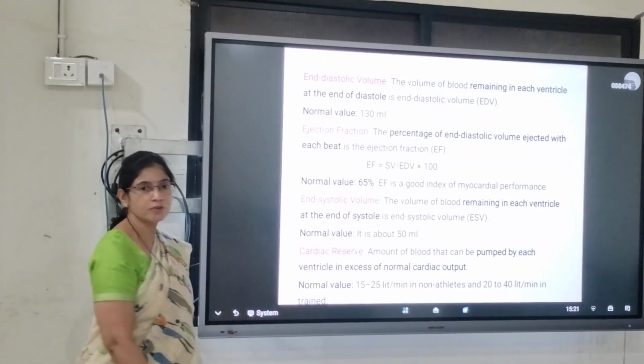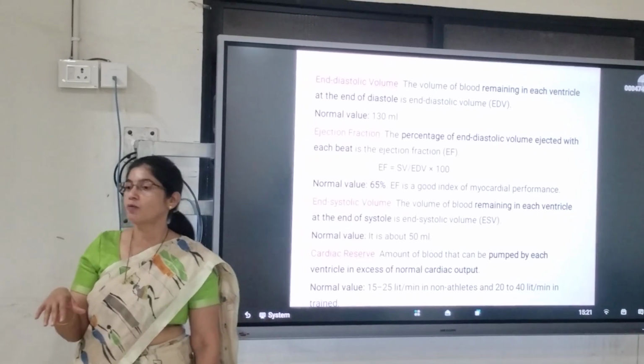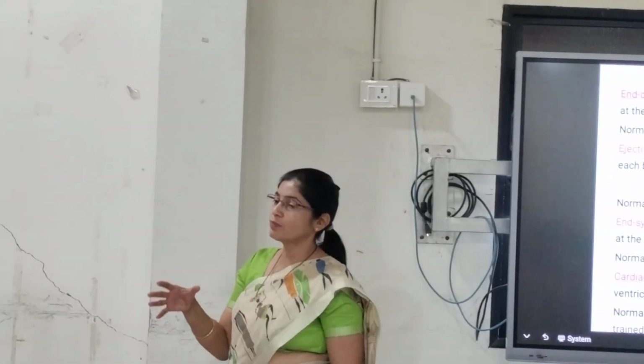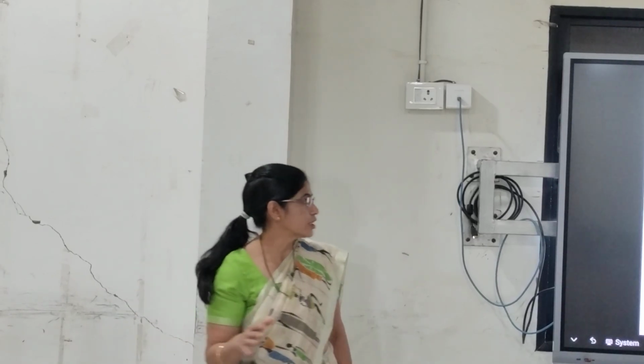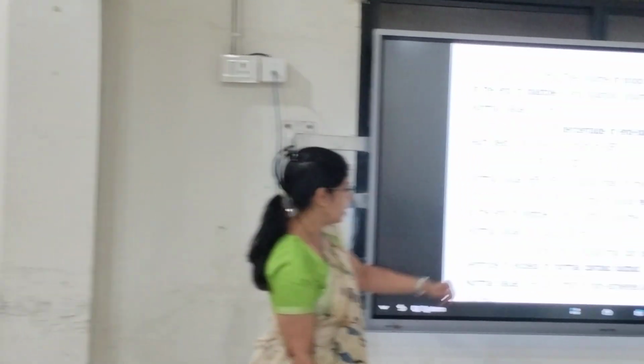End systolic volume, obviously the name suggests, at the end of systole of the ventricle, how much blood is left in the ventricle? It is the end systolic volume. So it is about 50 ml.